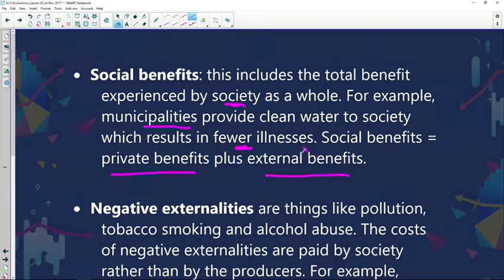In doing so, this will result in fewer illnesses, because if our water is contaminated, that could result in a vast majority of citizens or members of society getting ill from drinking water that is not purified. So it's important that we see the benefit of the service that is offered to us.